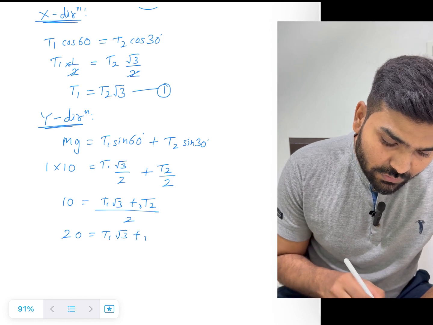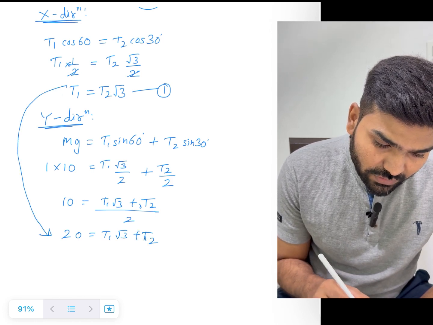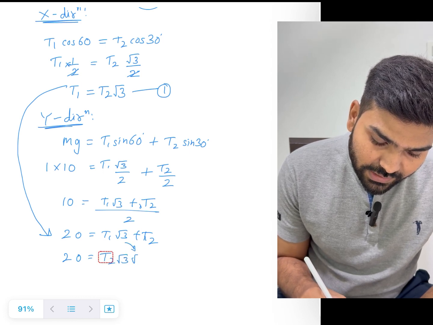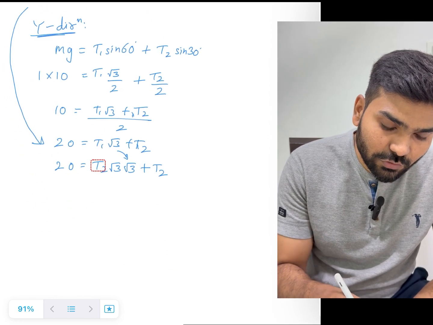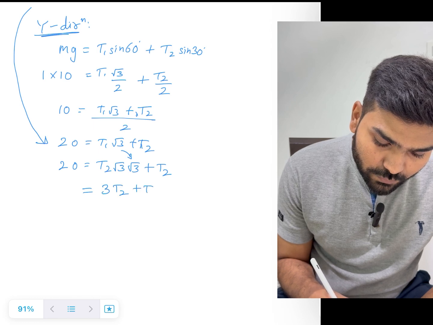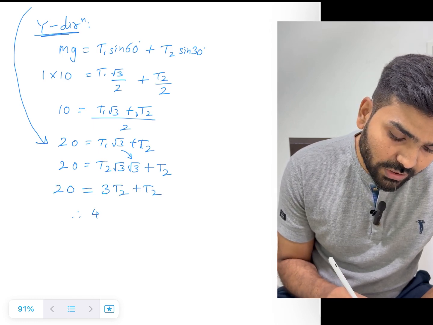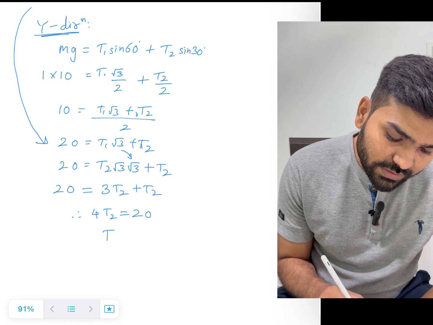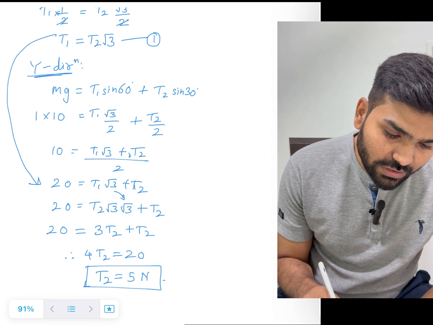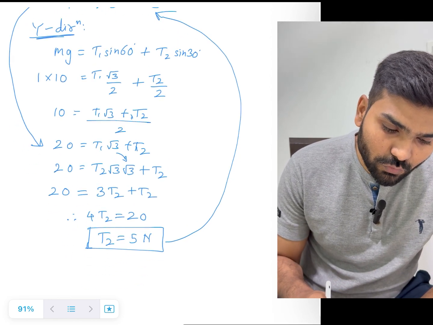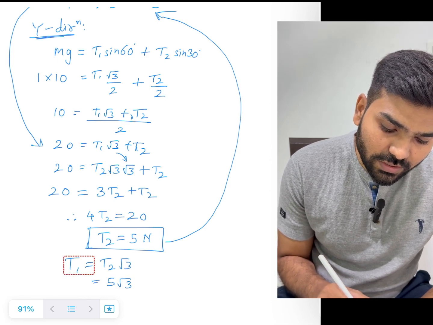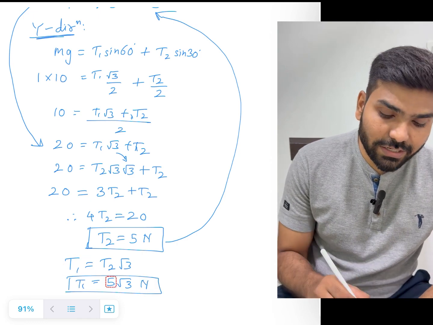Now we substitute equation 1 in this equation, so in place of T1 we put T2 root 3, and this root 3, plus T2 equals 20. T2 into root 3 times root 3 means 3T2, plus T2 equals 20. So we have 4T2 equals 20, which implies T2 is 5 Newton. Now if we substitute this value in equation number 1, T1 equals T2 root 3, so T1 comes out to be 5 root 3. So we have T1 as 5 root 3 and T2 as 5 Newton.